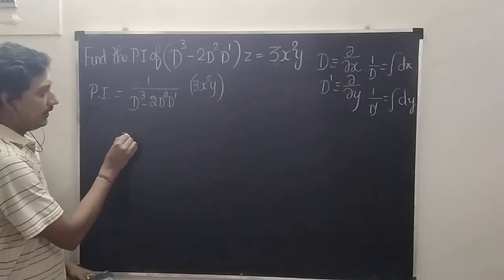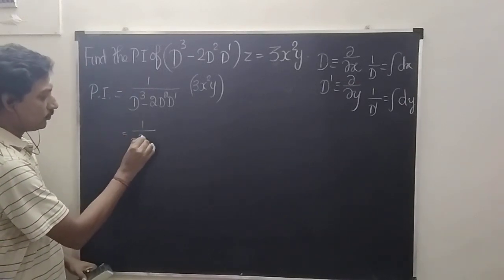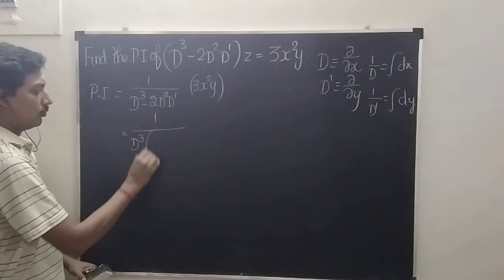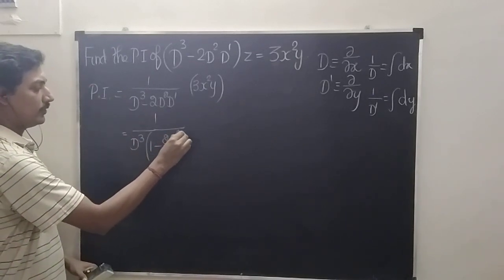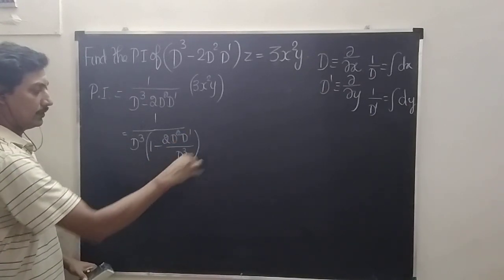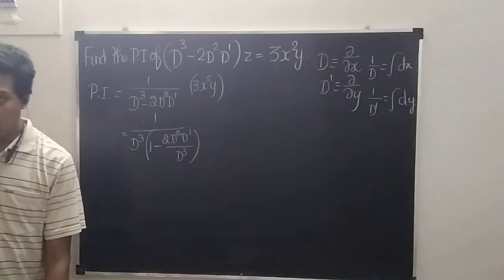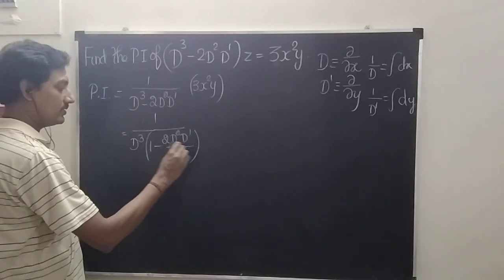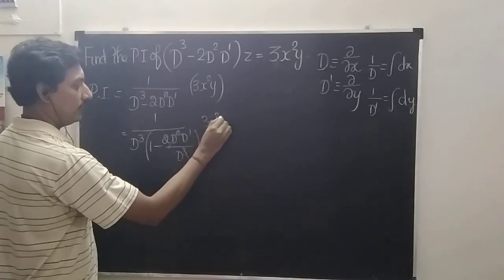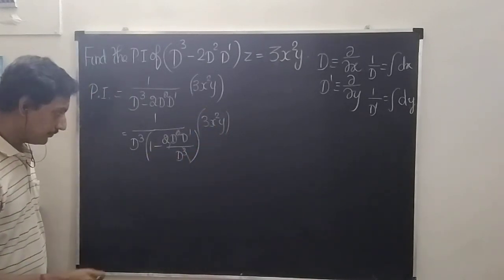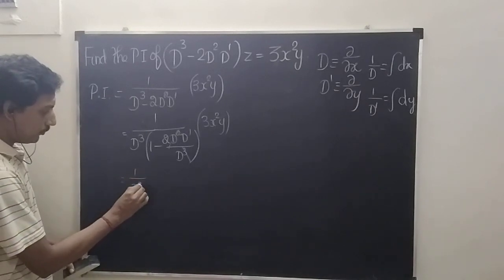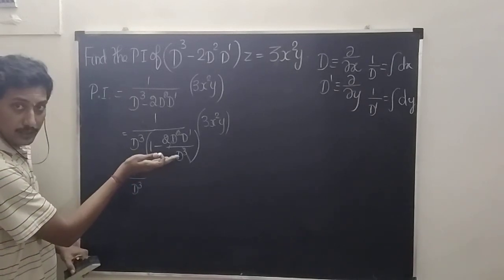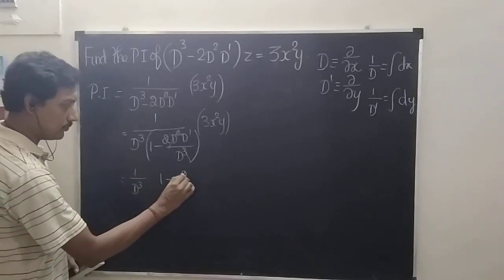How? Can I take the D cube outside in the denominator? So 1 by D cube of 1 minus 2D square D dash by D cube. Got it? Once again, we can divide by the D cube. Taking D cube outside, I am getting 1 by D cube of 1 minus 2D square D dash by D cube. Cancellation of D square, so we get 3 into x squared y in the numerator. So this can be written as 1 by D cube. Now let us bring the denominator term into the numerator: 1 minus 2D dash by D.